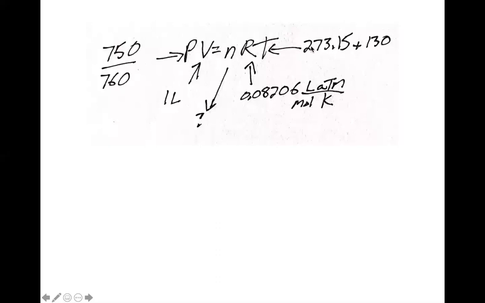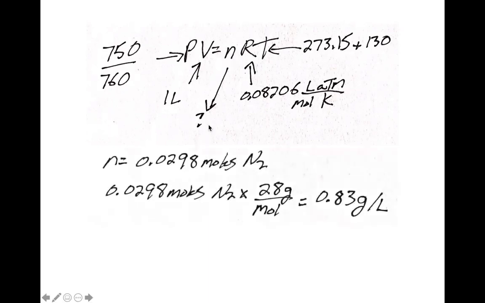The temperature, 273.15 plus 130, that would be the temperature in Kelvin. My R value, 0.08206 liter atmosphere per mole K. So I solve here, and this will tell me how many moles of nitrogen gas I have. Then I'm going to say, okay, what would be the mass of that? I've solved for the number of moles. Now I use the molar mass, and that will tell me how many grams of it I have.